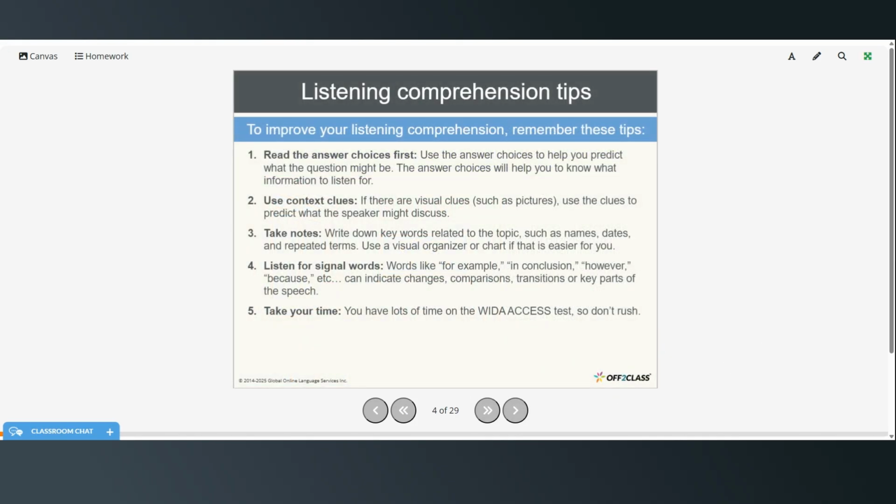Again, you can pause the video here and read these listening comprehension tips, and then restart the video when you're ready to continue.